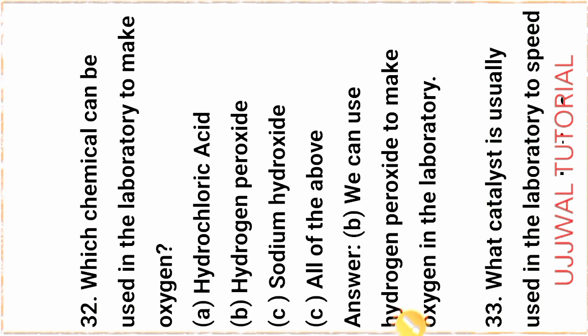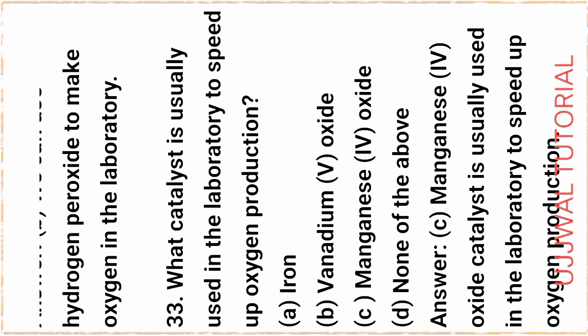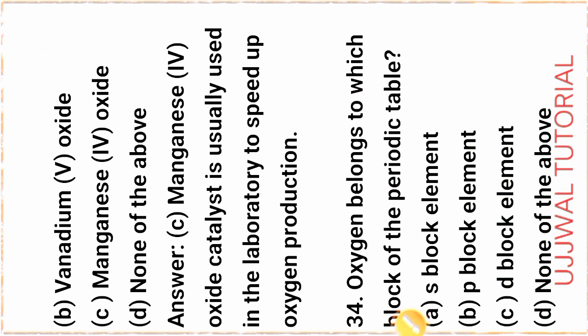Next question, question number 33. What catalyst is usually used in the laboratory to speed up oxygen production? Option C, manganese dioxide. Manganese dioxide catalyst is usually used in the laboratory to speed up oxygen production.